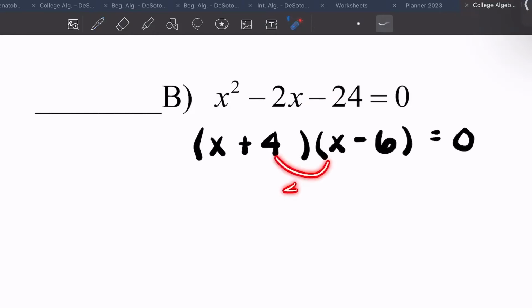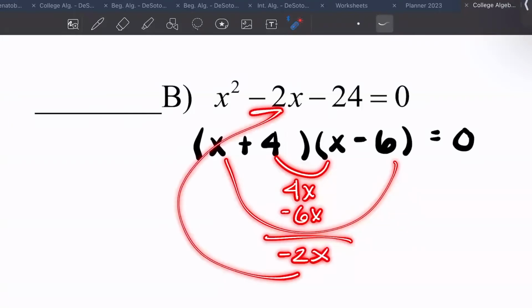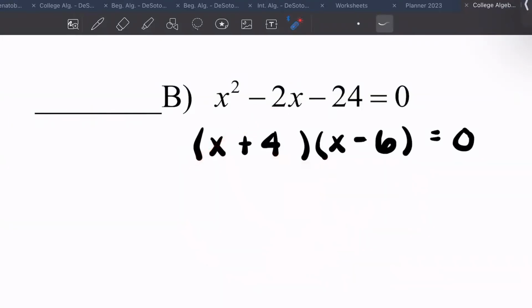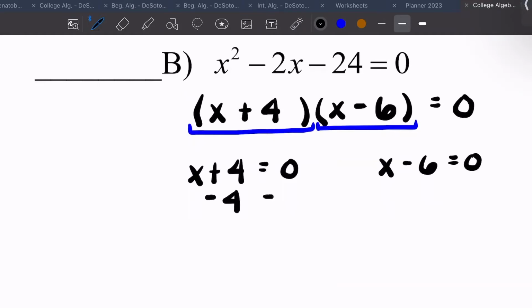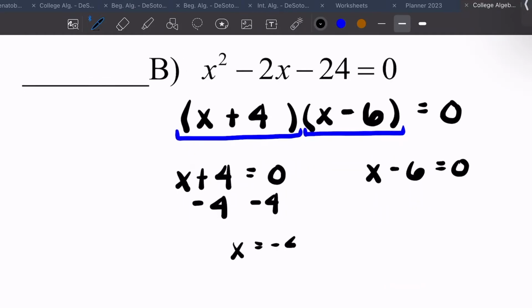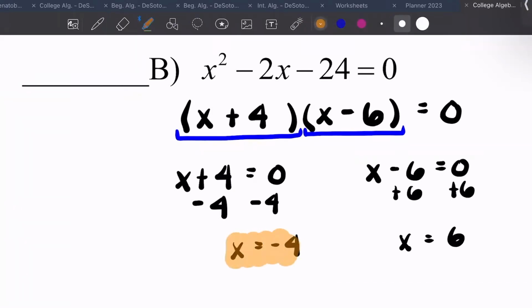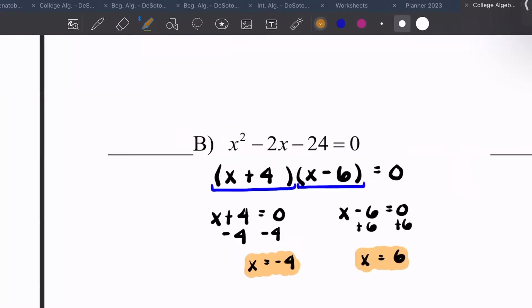Remember that you can always check yourself, right? So we're good. Now we're going to apply the zero product rule. That means we're going to take each set and put it equal to 0 and solve. So x plus 4 equals 0, x minus 6 equals 0. We'll subtract 4 from both sides and get x equals -4. We'll add 6 to both sides, and x equals +6. So your two answers are x equals -4 and x equals 6.